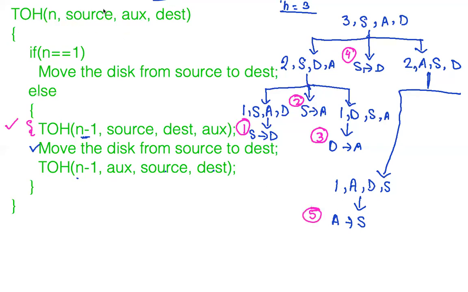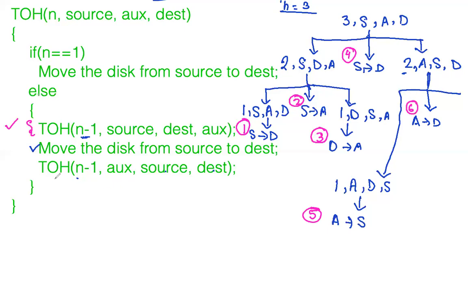Once this is over, then again the recursive call will go back. We know that recursive calls are made using the help of a stack. So once this part of the recursion is over, it will go back to the initial part, that is the calling one. So when we go here, we are going to move the disk from source to destination. My source is A, my destination is D. So this is going to be my sixth step.